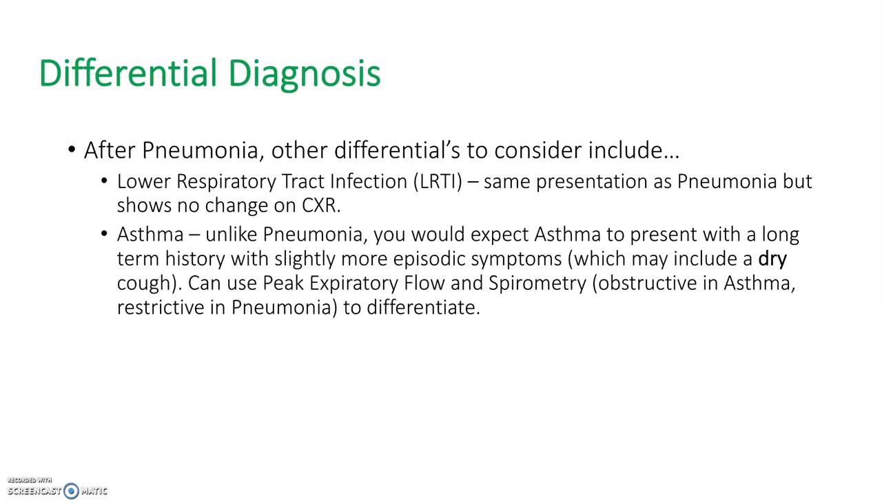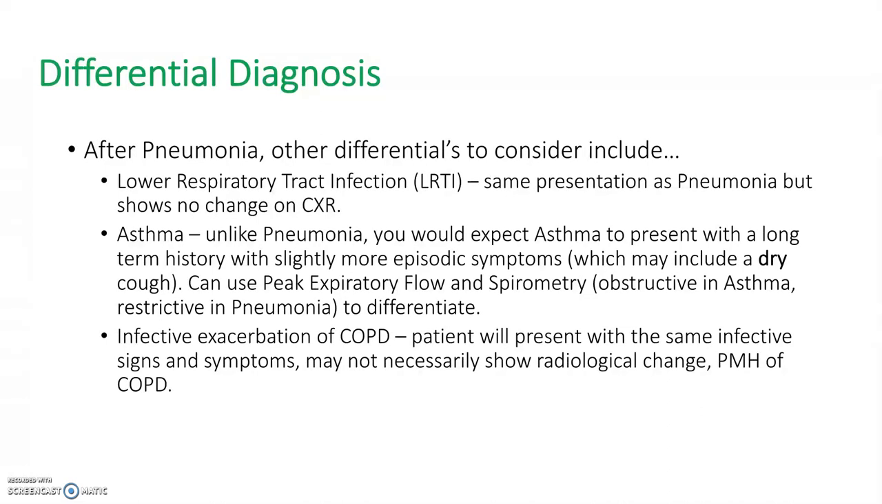Also, you can think about asthma. Asthma, unlike pneumonia, would probably have a longer term history with episodic symptoms. If the patient reports having a cough, an asthmatic cough tends to be dry, and when investigating to check for asthma, you could consider doing a peak flow or spirometry, which would be obstructive in asthma but more likely restrictive in pneumonia. However, it should be noted spirometry is effort dependent, and if a patient's very ill, it may be difficult to get them to comply with that.